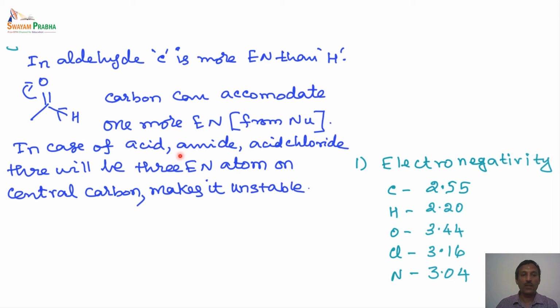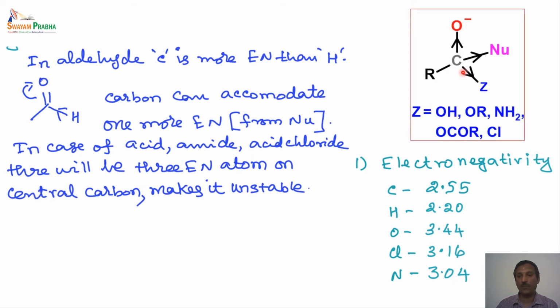In the case of acids, amides or acid chloride, what is the problem? In the case of acids, amides or other substituents, acid derivatives, we have one oxygen which is electronegative, we have another Z group which is the acid or other substituents. All of them have higher electronegativity than the central carbon, so they also pull the electron towards themselves. This oxygen pulls the electron towards itself, and finally the nucleophile also pulls electron towards itself. So if addition reaction takes place, there are three groups which pull their electron towards themselves, making this carbon highly unstable. That is the reason the nucleophilic addition reaction does not take place in the case of acid derivatives. Only nucleophilic substitution takes place.